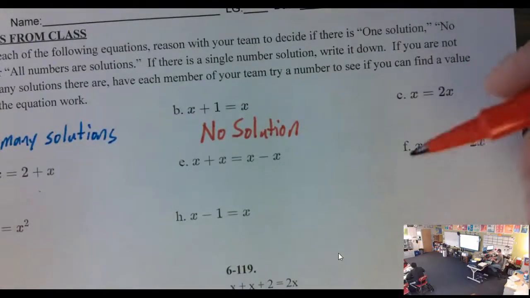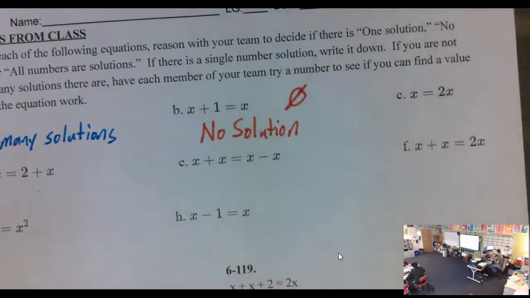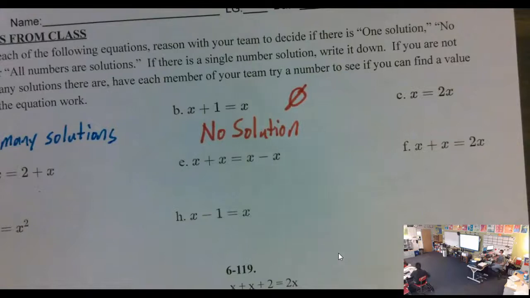There's a special math symbol for that. It's a circle with a slash through it. That means no solution. When I started teaching, kids would be like, oh, like the no smoking sign.